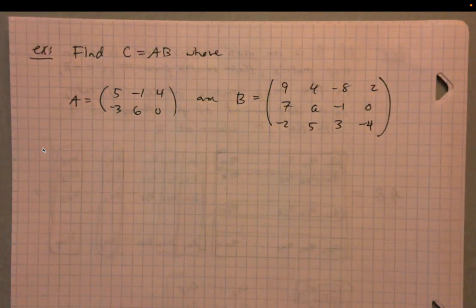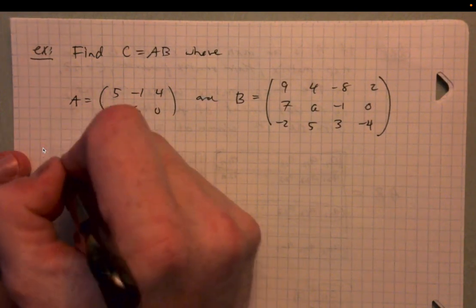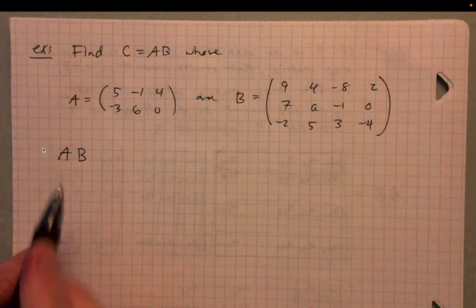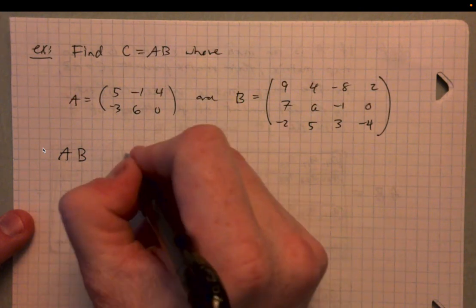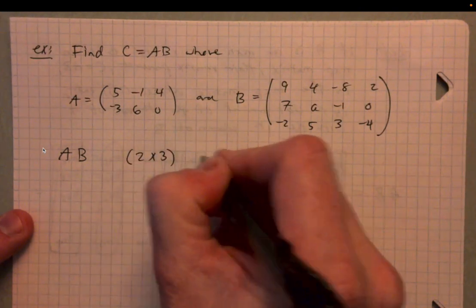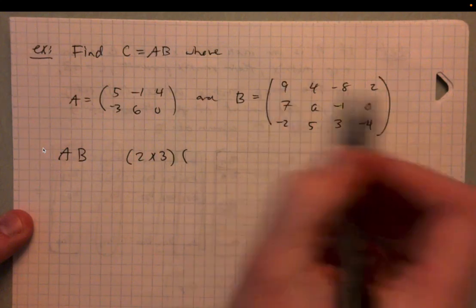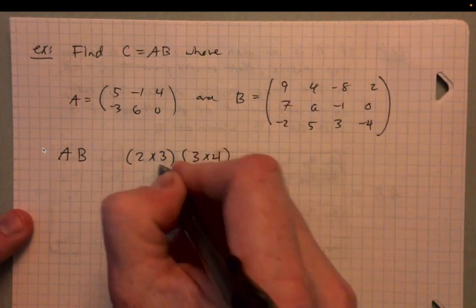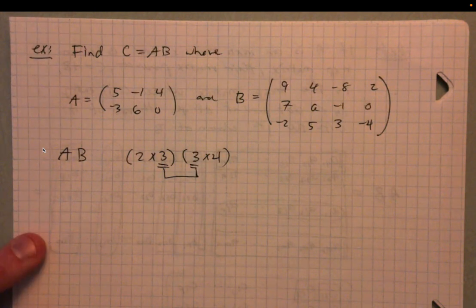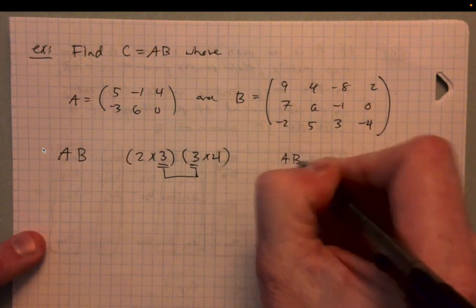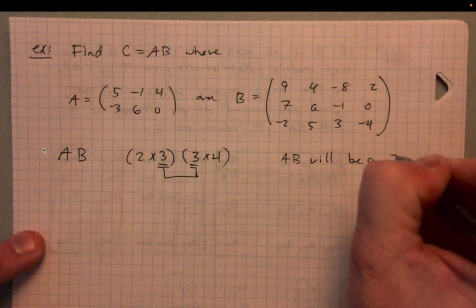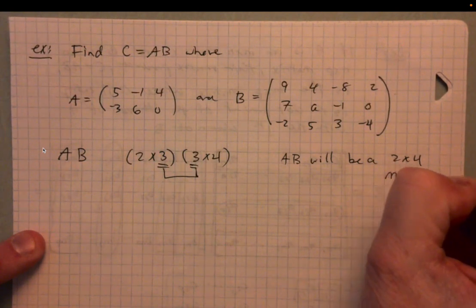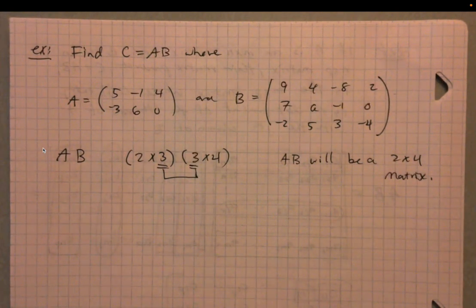Okay, so I've got these two matrices. So we want to multiply them together in the order specifically of A, B. So let's look at AB first. Let's double check that the dimensions make sense. So A is 2 by 3 and B is 3 by 4. Okay, so we're good. Matrix multiplication is defined. AB will be a 2 by 4 matrix. Okay, so let's go ahead and calculate this.